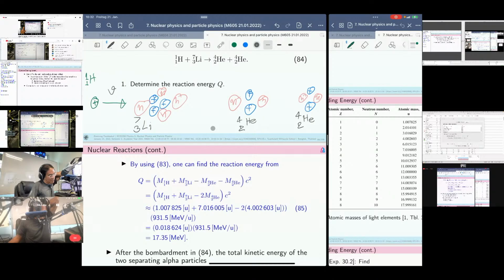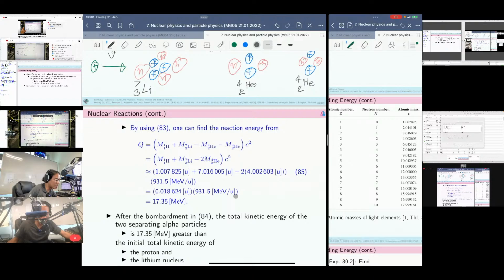Yes, because the mass is greater, so the mass turns into energy. That is correct. I'm sorry for that. The kinetic energy should be increased by 17.35 because the mass is converted to energy. So it's already correct. I'm sorry for making you confused. The energy will be greater because the mass difference is positive, so the mass is converted into energy. Okay, sorry for that.